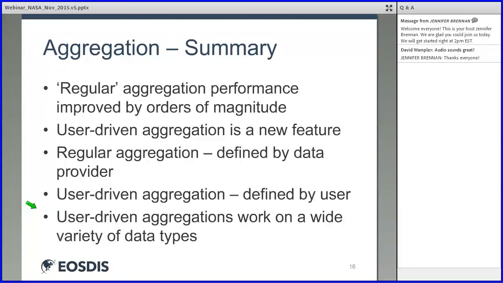So we spend a fair amount of time talking about aggregations. Let me just summarize this material. First of all, for regular aggregations, which I defined earlier, essentially the ones you define with NCML, aggregation performance has been improved by orders of magnitude. And fundamentally, those aren't really quantitative improvements. They're qualitative improvements because people can do things that they just couldn't do before.